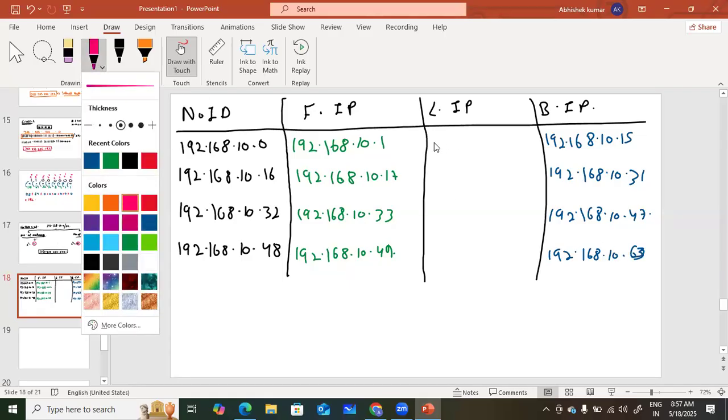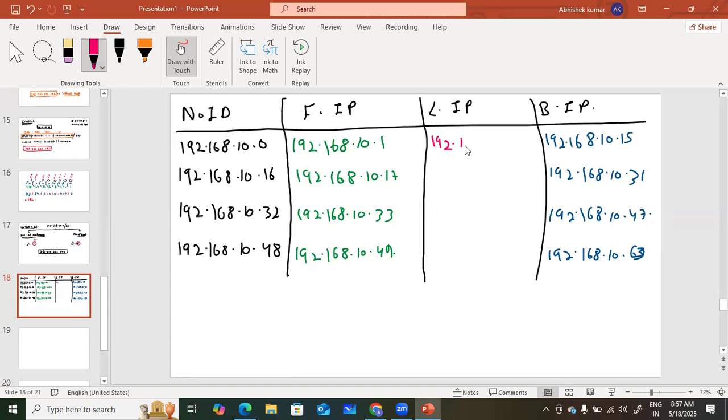What about the last IPs? 14. Right, 30. Right, 46. Absolutely spot on. And 62. Perfectly. Understood, everyone?